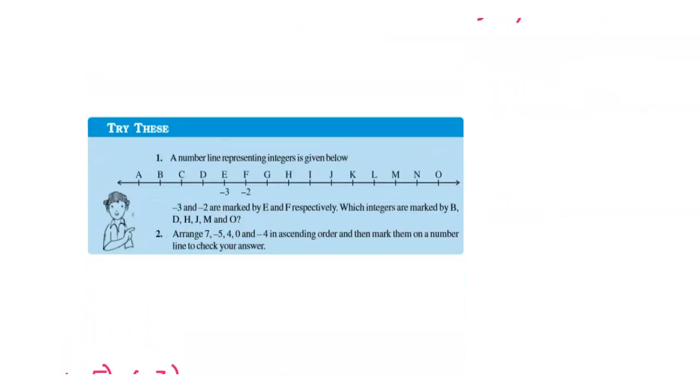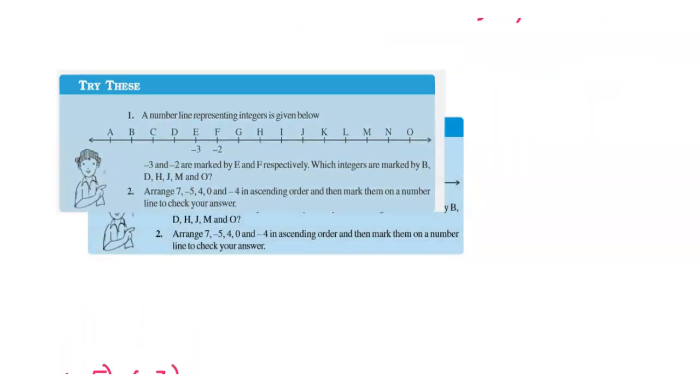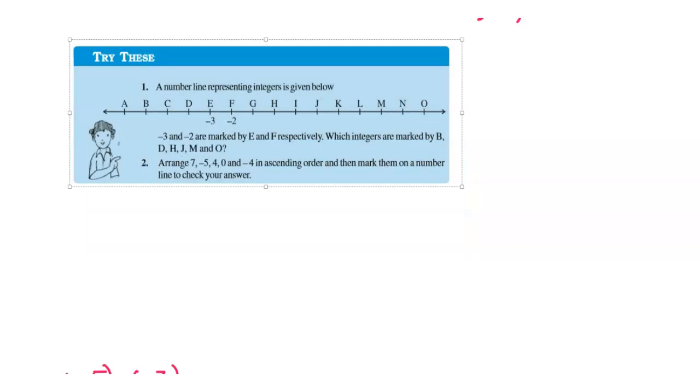Now we have this Try These question, where we are given a number line, and on this number line two numbers are marked, negative 3 and negative 2. These are marked by E and F. Which integers are marked by B, D, H, J, M and O? We have to tell which integers can be used to represent them.